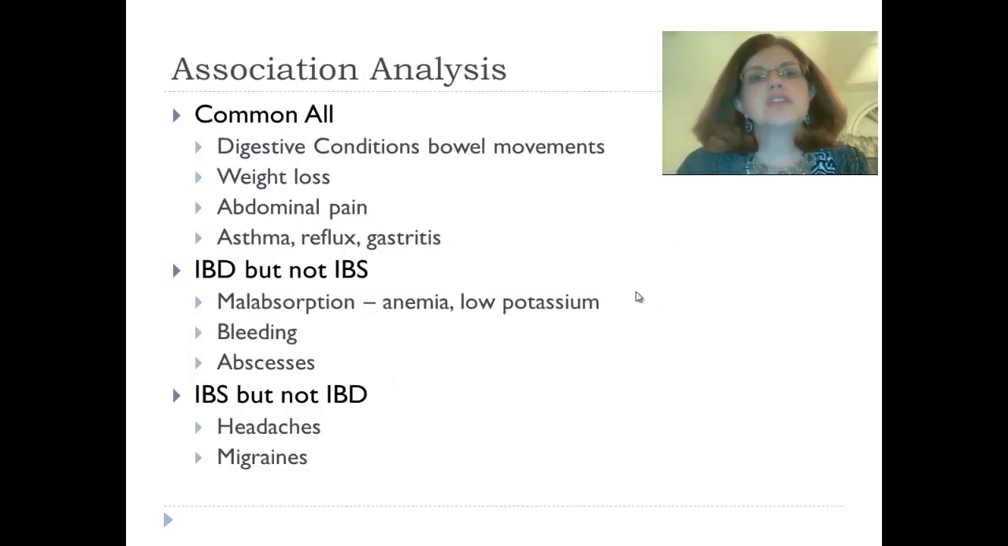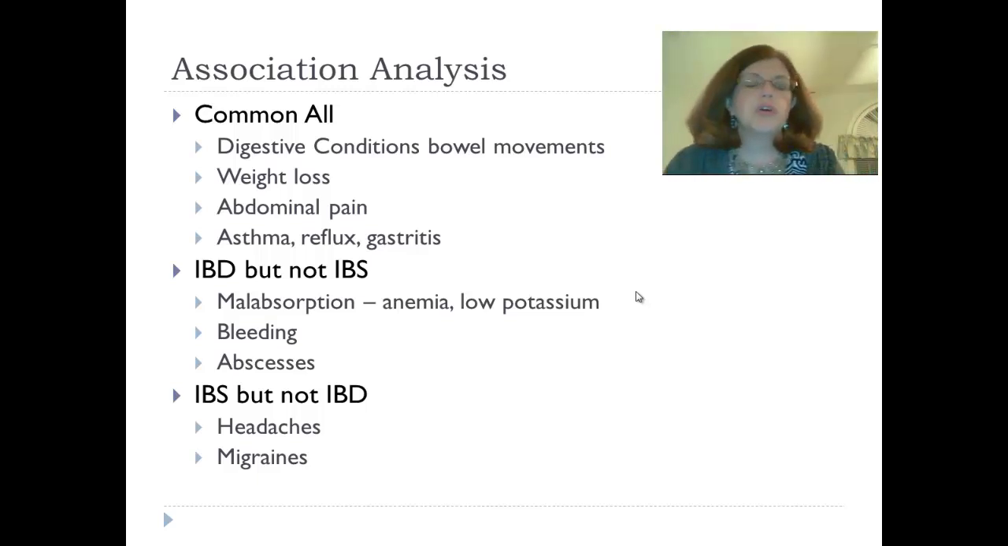So to review the association analysis, what conditions were common to all were the digestive conditions, especially the bowel movements, weight loss, and abdominal pain. Those that were common to all but weren't found in patient information were asthma, reflux, and gastritis. Conditions that occurred in IBD but not IBS were malabsorption, those anemias, low potassium, low sodium, bleeding or hemorrhaging, and the abscesses. So that's how we could help to differentiate between those with IBD diseases and those with IBS disease.